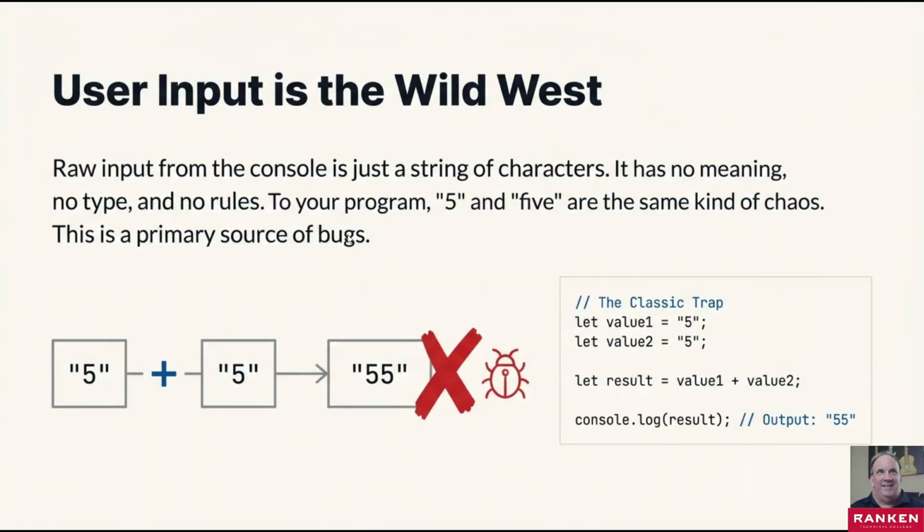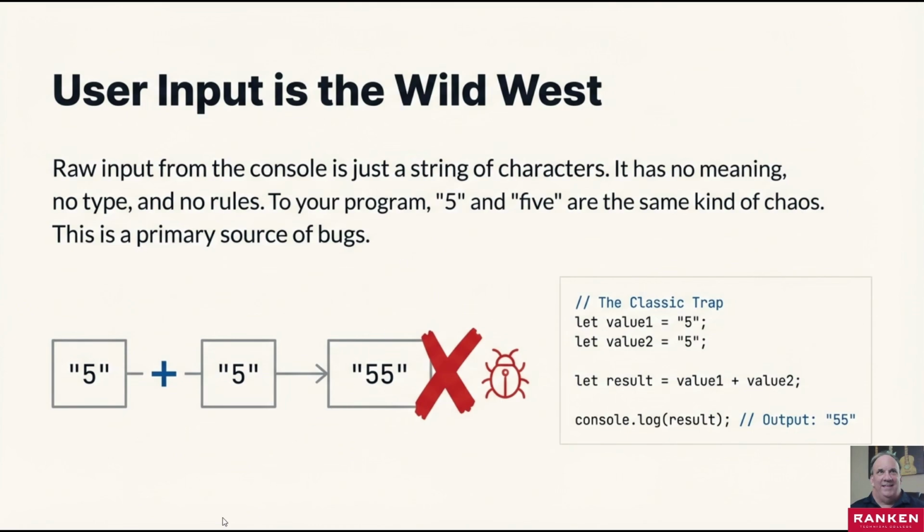All right. So user input is the Wild West, right? Raw input from a console is just a string of characters. It has no meaning, no type, no rules, right? To your program, 5 equals 5 are the same kind of chaos. This is a primary source of bugs.